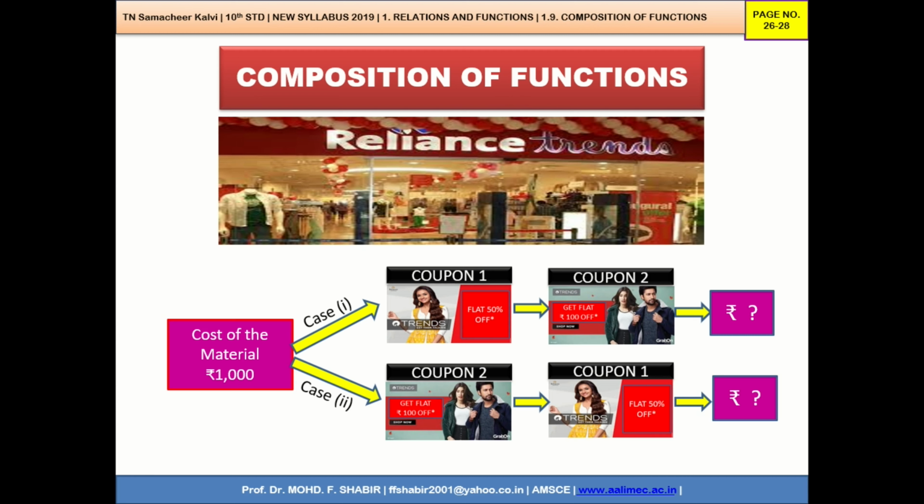So we have two cases, case 1 and case 2. In case 1, the customer shows coupon 1 first, then uses coupon 2. In case 2, the same customer uses coupon 2 first, then coupon 1. So in both cases, what is the amount he has to pay after using both the coupons? That is the question.